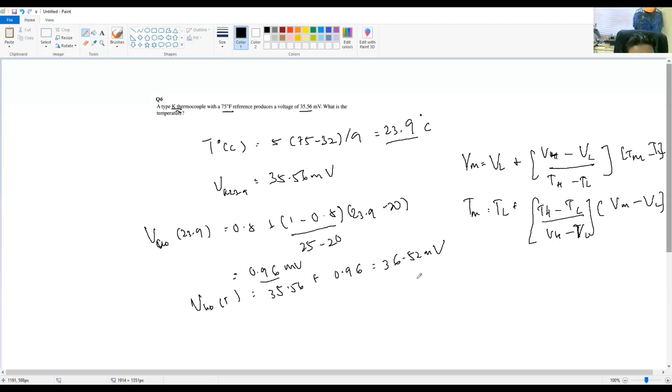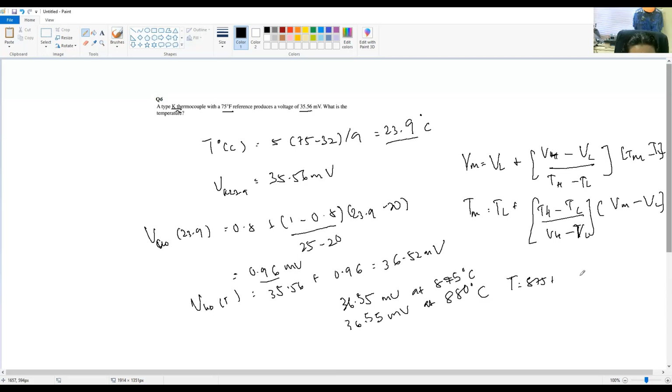so you can refer to the table. From this one, 36.35 millivolts at 875 Celsius, and 36.55 millivolts at 880 Celsius. So from the table we can get the values here, and then we can use the interpolation technique.